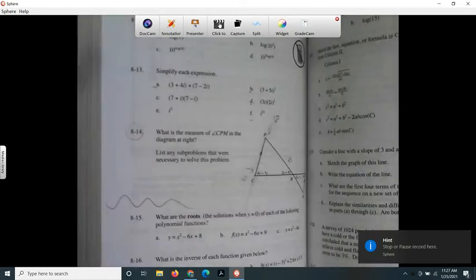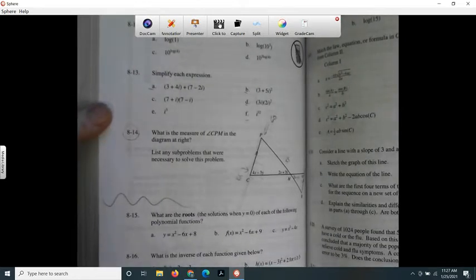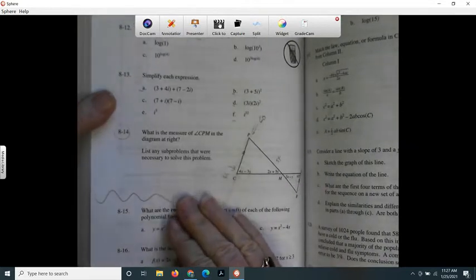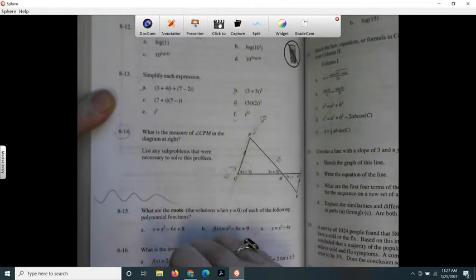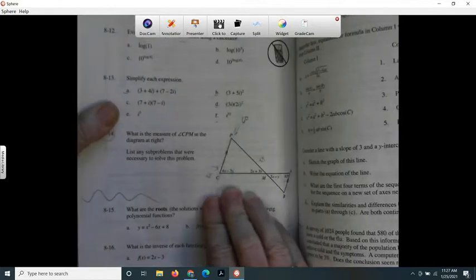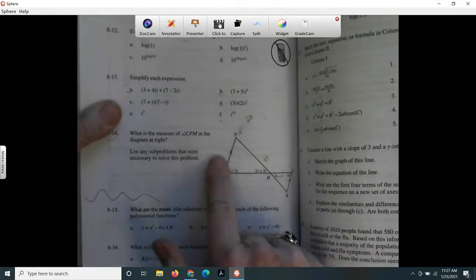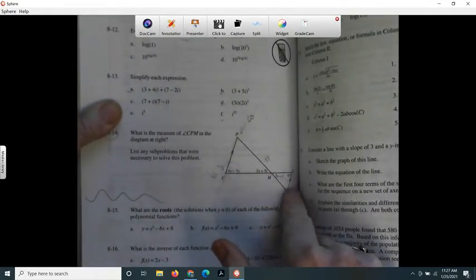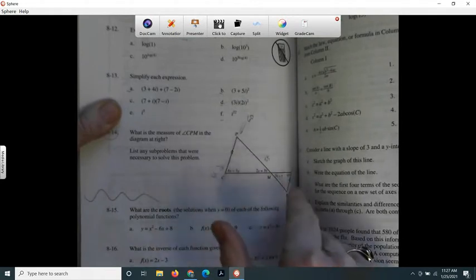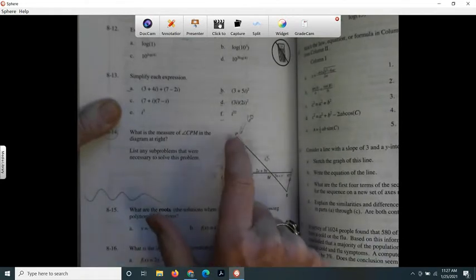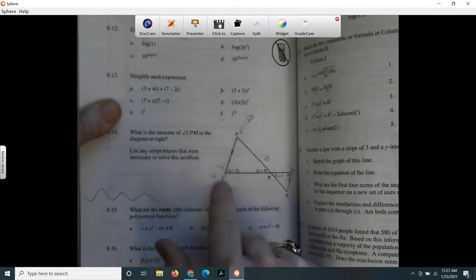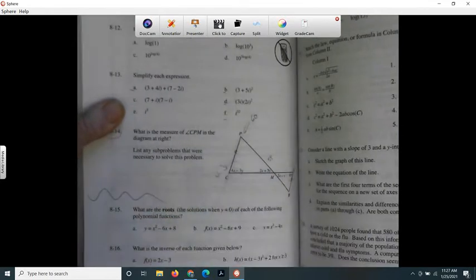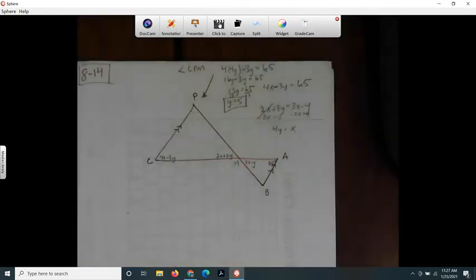This is Integrated 3, problem number 8-14. It says, what is the measure of angle CPM in the diagram at right? List any subproblems that were necessary to solve this problem. And I see we have some parallel lines here, and these angle measures are labeled, and here is angle CPM that we're looking for. So I rewrote it on another paper.